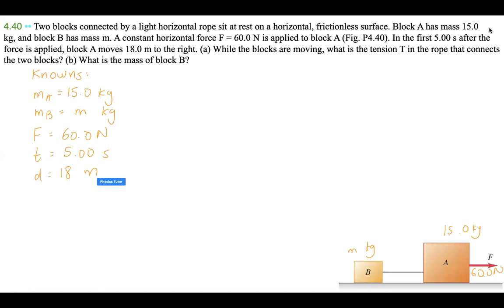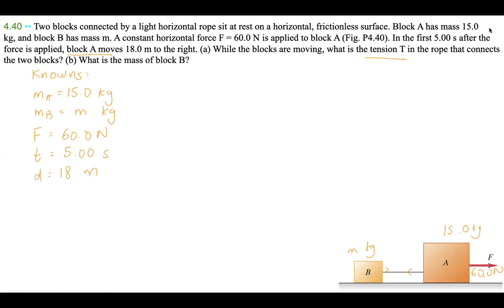I want to pull your attention to something. It says block A moves, right? But if there's tension in the string right over here, that means that the entire system is moving. You can't have tension in the string in this problem and have block A move while block B is not moving. It's different if there's no tension in the string. Then block A is moving, but there's a limp string, so nothing's really pulling at block B. So there we have it. They both have to be moving for 5 seconds for 18.0 meters.